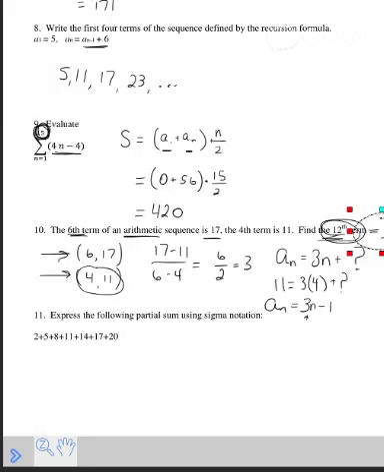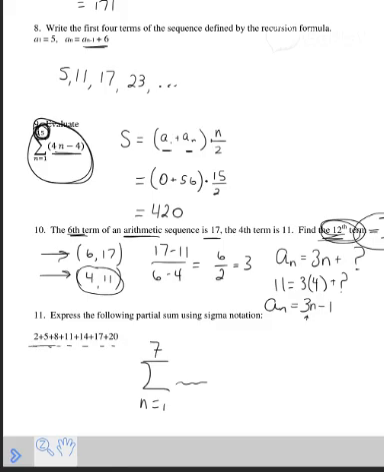Number 11 is expressing the partial sum using sigma notation. So they want us to generate something that looks like this. We don't actually have to find the sum, we just have to have a sigma symbol starting, and we're assuming that this is the first term. So we're going to say n equals 1, and we're adding 1, 2, 3, 4, 5, 6, 7 terms. And we just need the explicit formula here.